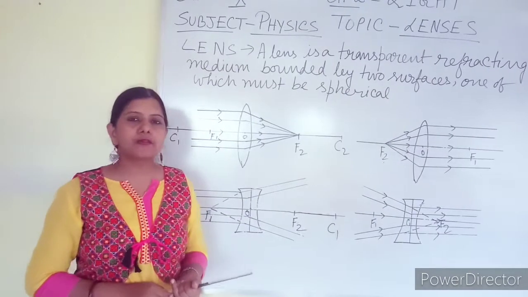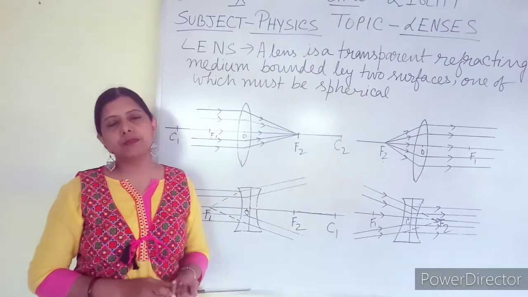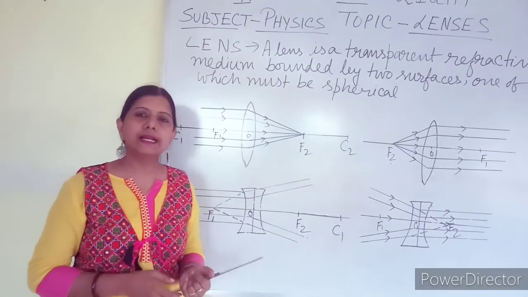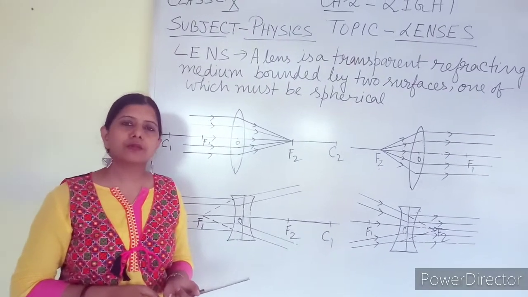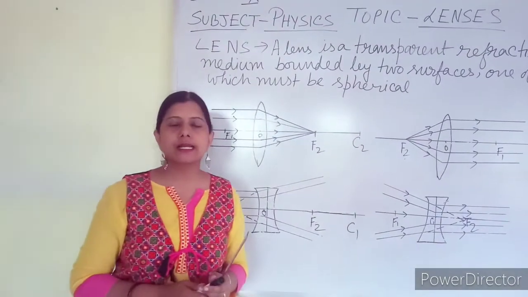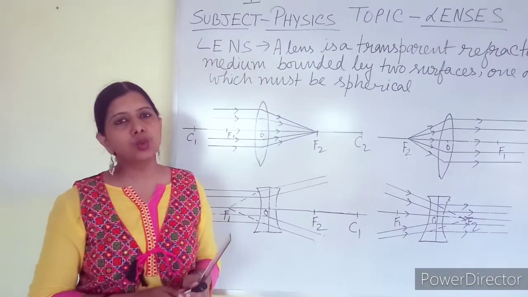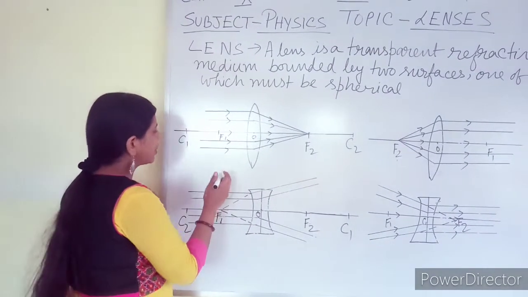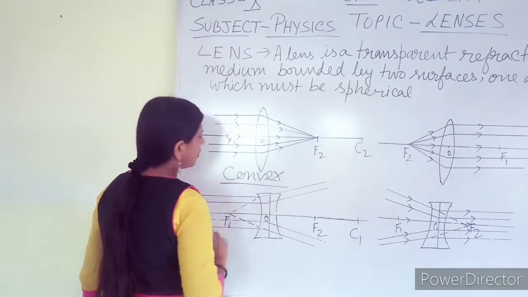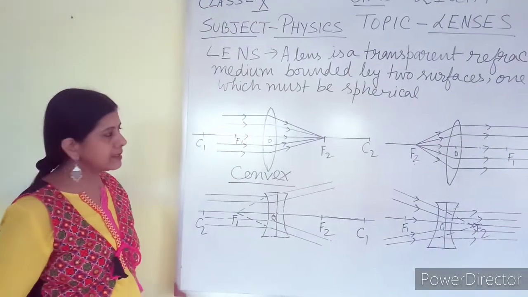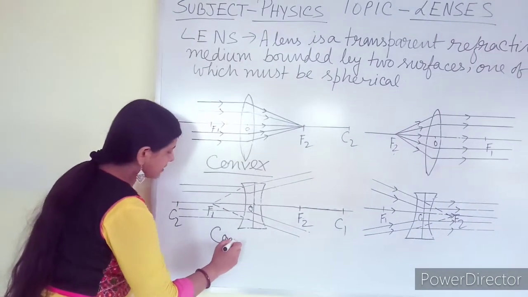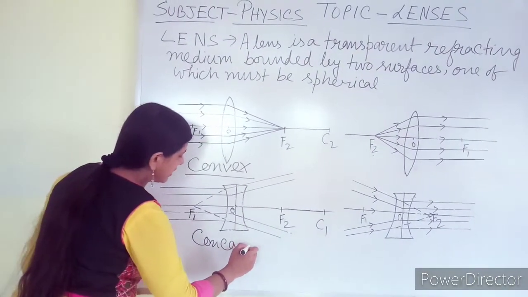As it is made up of glass, it is a refracting medium, because when light enters from air to glass, the medium changes, so there will be bending of light. In your syllabus, you have to learn only two types of lenses. This one is known as convex lens, and this one is concave lens. This is there in your syllabus.